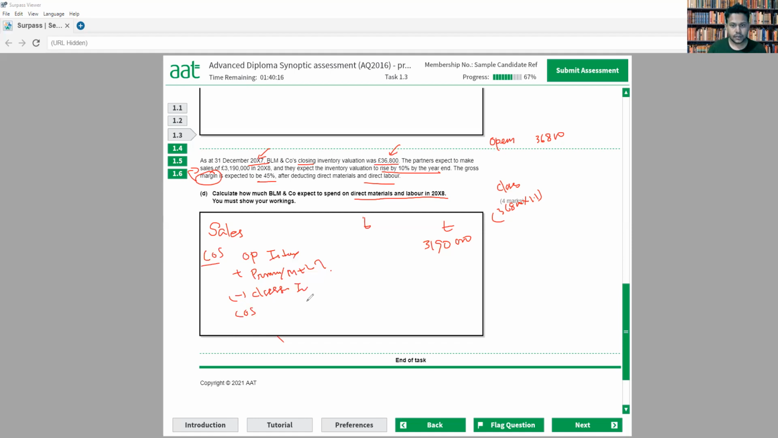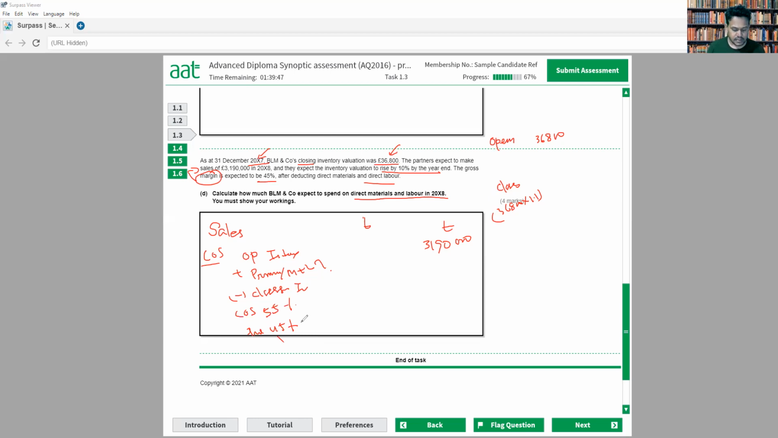And they said we have the gross profit is 45%. So if the gross profit is 45%, then the cost of sales will be 55%. It's simple. Out of 100%, if my profit is 45%, that means my cost is 55%. So the profit will be 45%. That's not bad. Okay, let's have a look at what the workings are here.